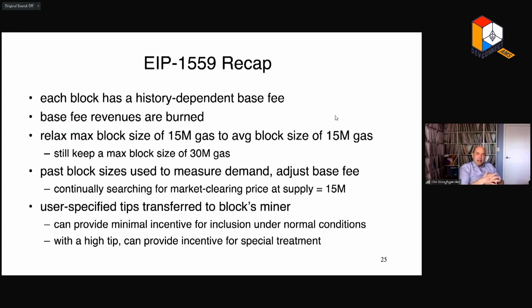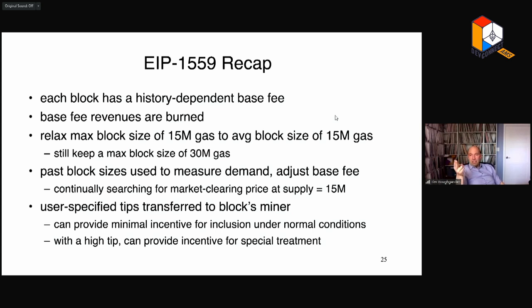All right, good. So that's the review of EIP 1559. Again, the three big ideas are: there's a base fee that acts as a reserve price. Game theory says that the base fee revenues cannot go to the block producer. In EIP 1559, the choice was to burn them, in effect passing them on pro rata to holders of the Ethereum currency.